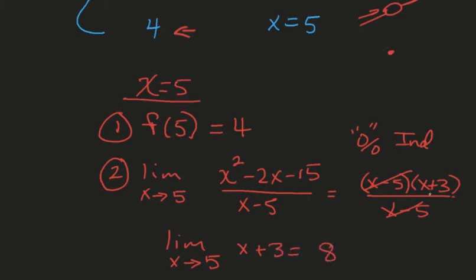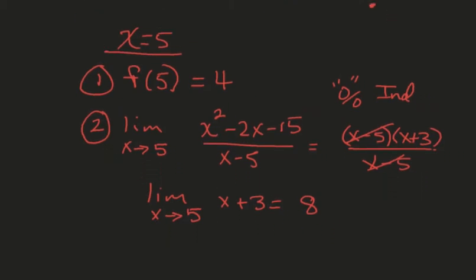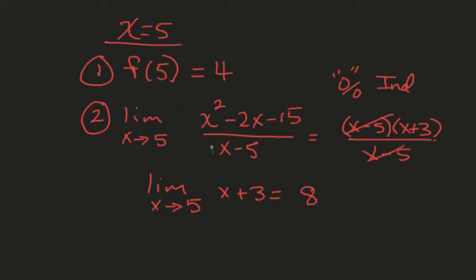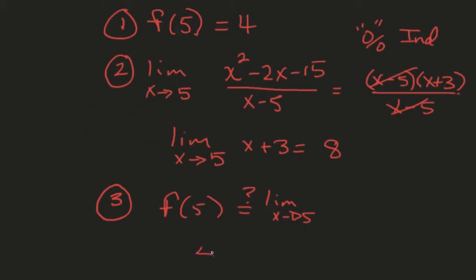So in this case, our limit is 8 and our function value is 4. So step 1 and 2 did work, so we can actually do a step 3. Only if both of those work can you do that. So step 3 says f of 5 has to equal the limit as x approaches 5. And I just showed you that that's not true, right? We have f of 5 is equal to 4, and the limit is equal to 8. Do not equal.